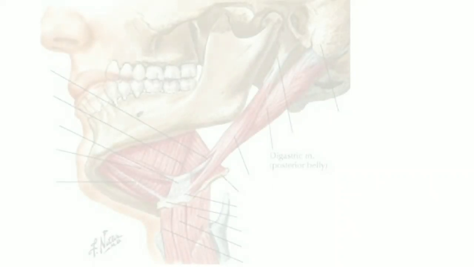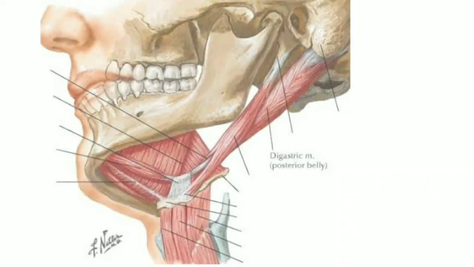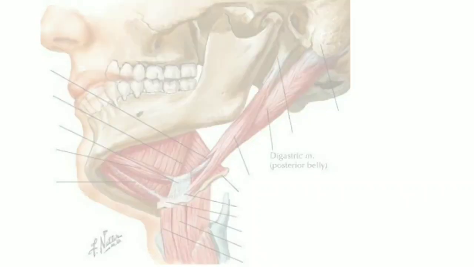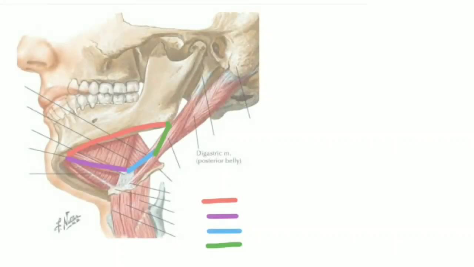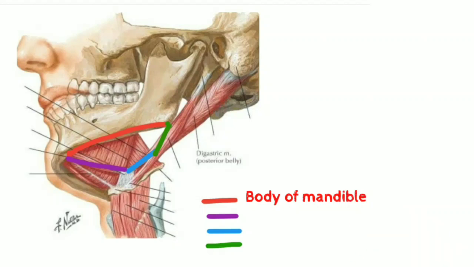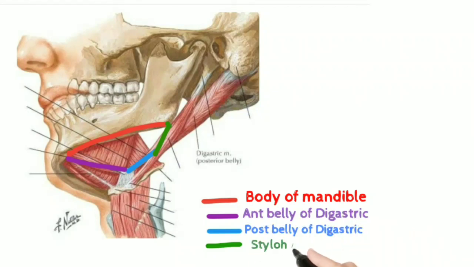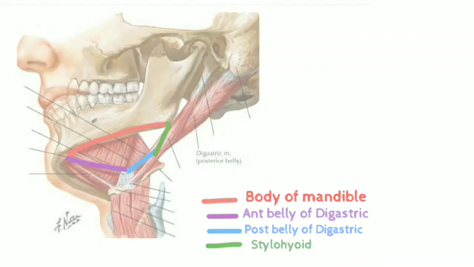Here in the picture, the posterior belly of digastric muscle is marked. The muscle that is passing anteriorly and superior to this is the stylohyoid muscle. You could see it is extending from the styloid process to the body of the hyoid. So this forms the posterior or the lateral boundary. Now let's take a look at the picture. Superiorly it is bound by the body of mandible, inferiorly by the posterior belly of digastric, medially by the anterior belly of digastric and laterally by the stylohyoid muscle.